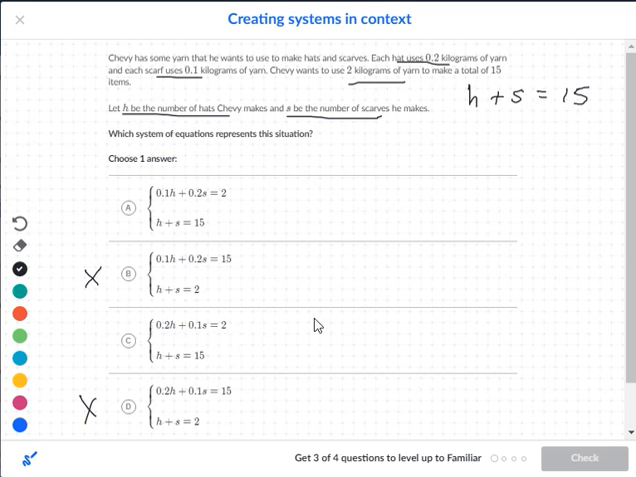Now for the other part, each hat uses 0.2 kilograms of yarn. So that's going to be 0.2 H, plus the scarves are 0.1 S. And because he wants to use 2 kilograms, this would equal 2. So we're looking for 0.2 H plus 0.1 S is equal to 2, and then of course we have H plus S equal to 15. So the best equation for this one would be C.